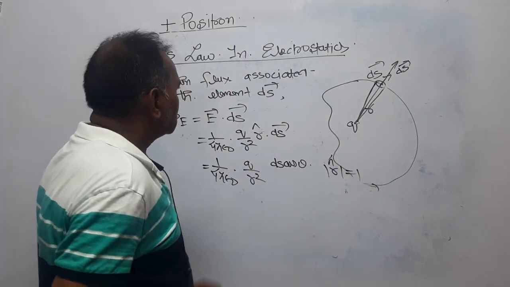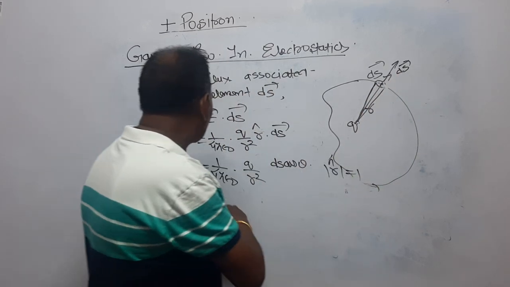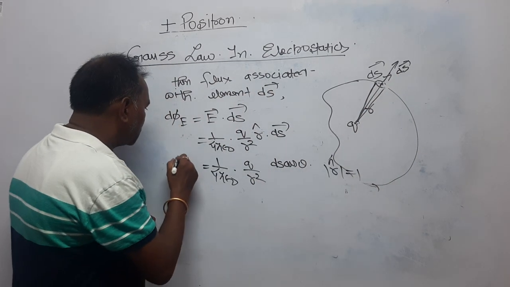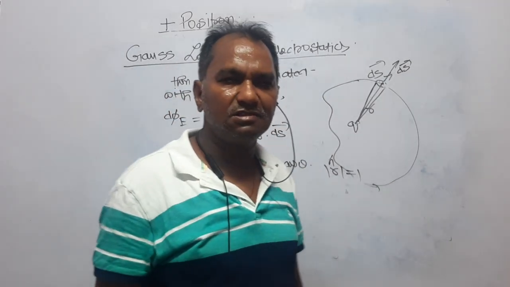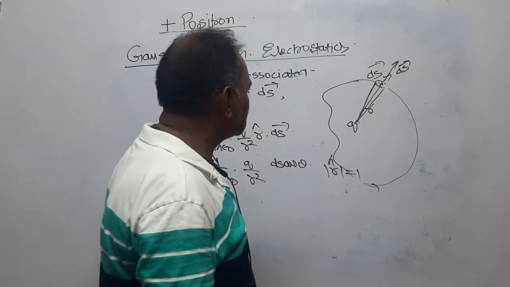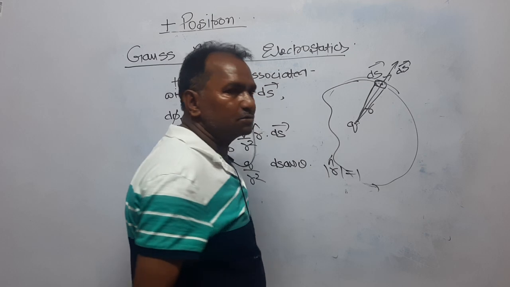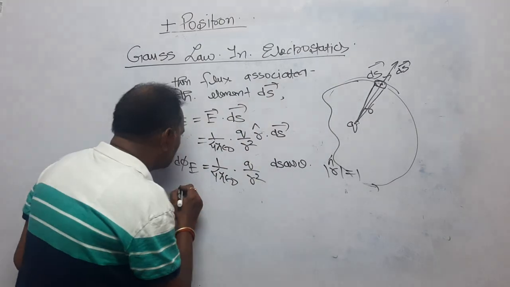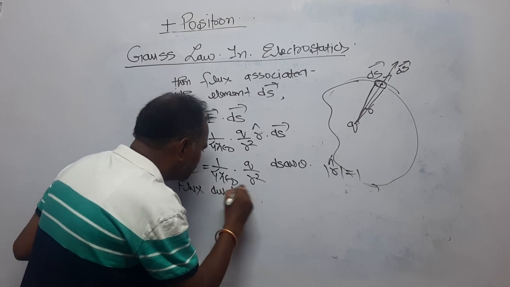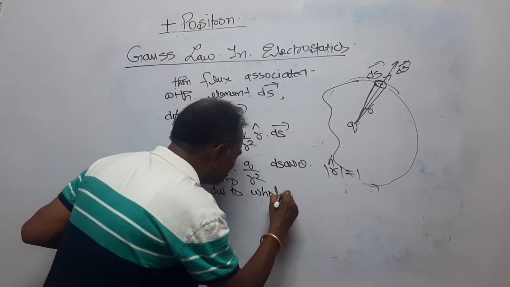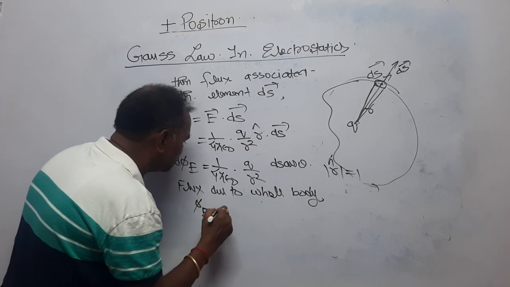Now, dear students, the flux due to charge q in this small element is d phi equal to 1 upon 4 pi epsilon naught q upon r square ds cos theta. Now, dear students, this is due to a small element. Now, due to the whole body, how much flux will there be? The flux due to the whole body, now I'm going to integrate.